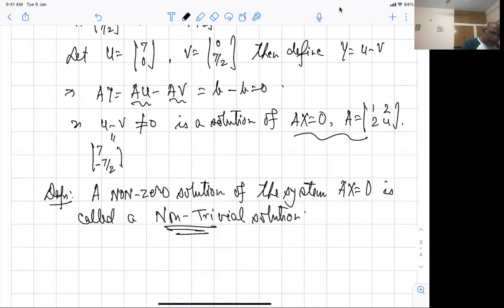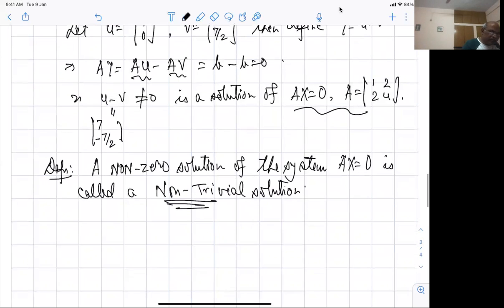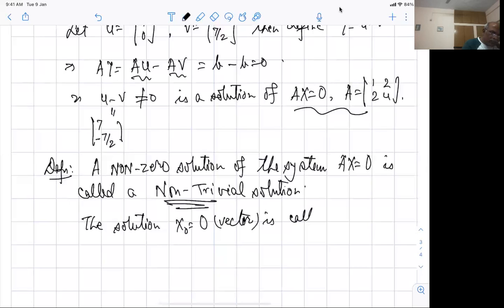Fine. And the next thing that we would like to know is what is called a trivial solution. The solution x naught, which is the zero vector, is called a trivial solution. All right.